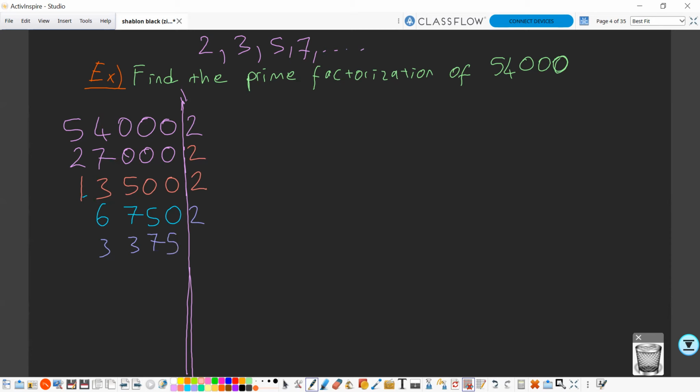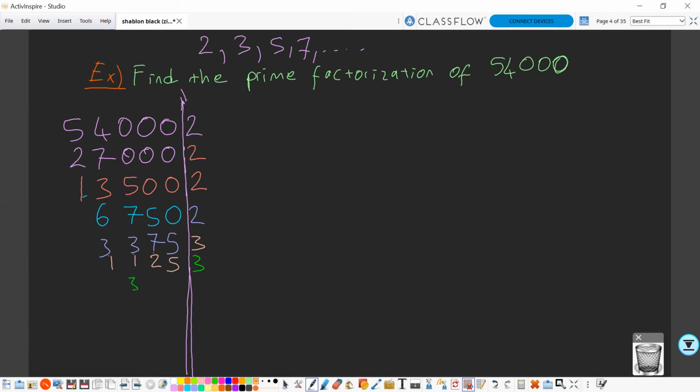We are supposed to use 3 now. But first we check, can we divide this number by 3? 3 plus 3 is 6, plus 7 is 13, plus 5 is 18. 18 is divisible by 3, so we can divide by 3. 33 divided by 3 makes 11, and 75 makes 25. So this number is 1,125. Can we divide by 3 again? Let's check. 1 plus 1 is 2, plus 2 is 4, plus 5 is 9. We can still divide by 3.